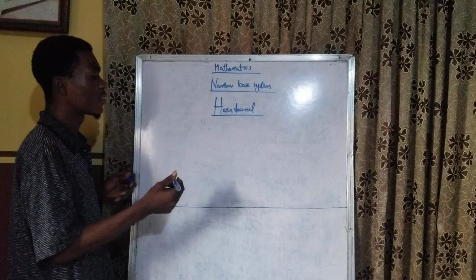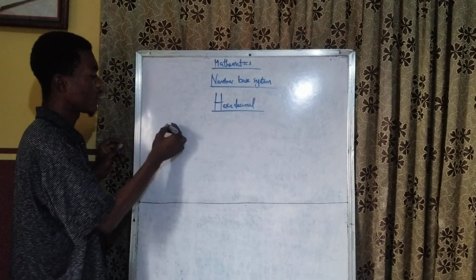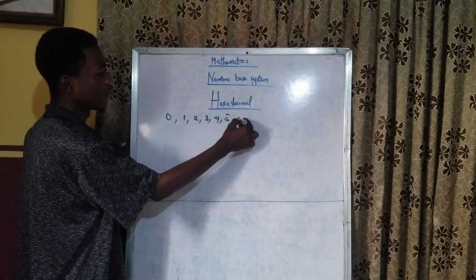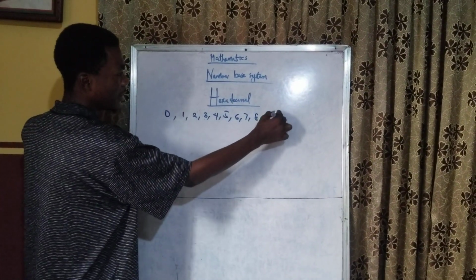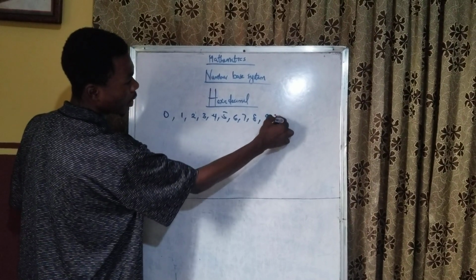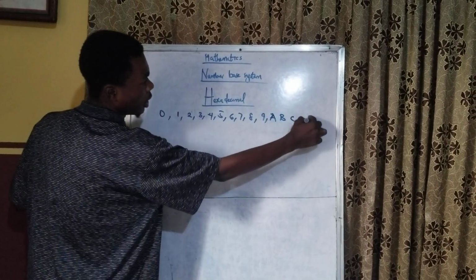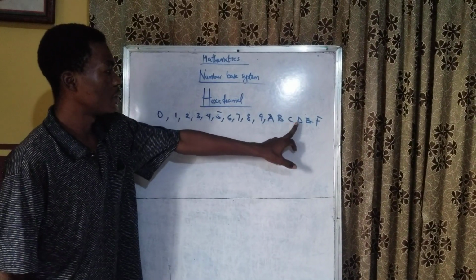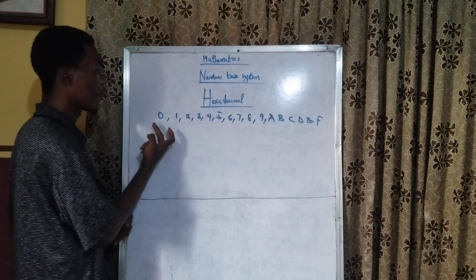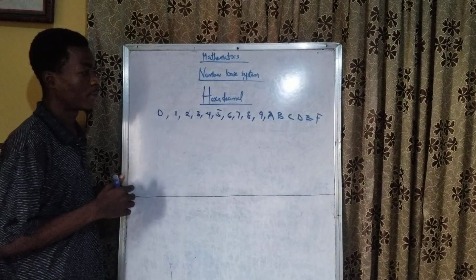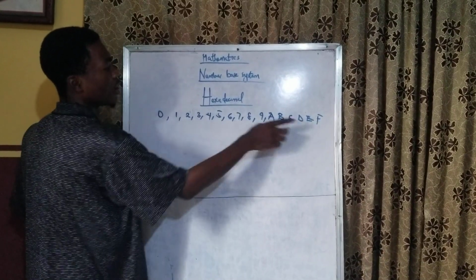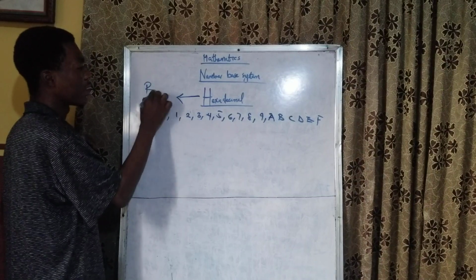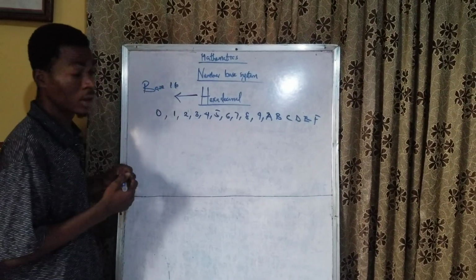This hexadecimal comprises 16 digits. Which are what? 0, 1, 2, 3, 4, 5, 6, 7, 8, 9, A, B, C, D, E, F. Are we there? Your A is 10, your B is 11, C is 12, D is 13, E is 14, F is 15. So if you count all these digits, they are 16 in number. The reason why we stop at F, which is 15, is because it must not be up to the base, because hexadecimal means a base of 16. That is base 16. Do we get that?